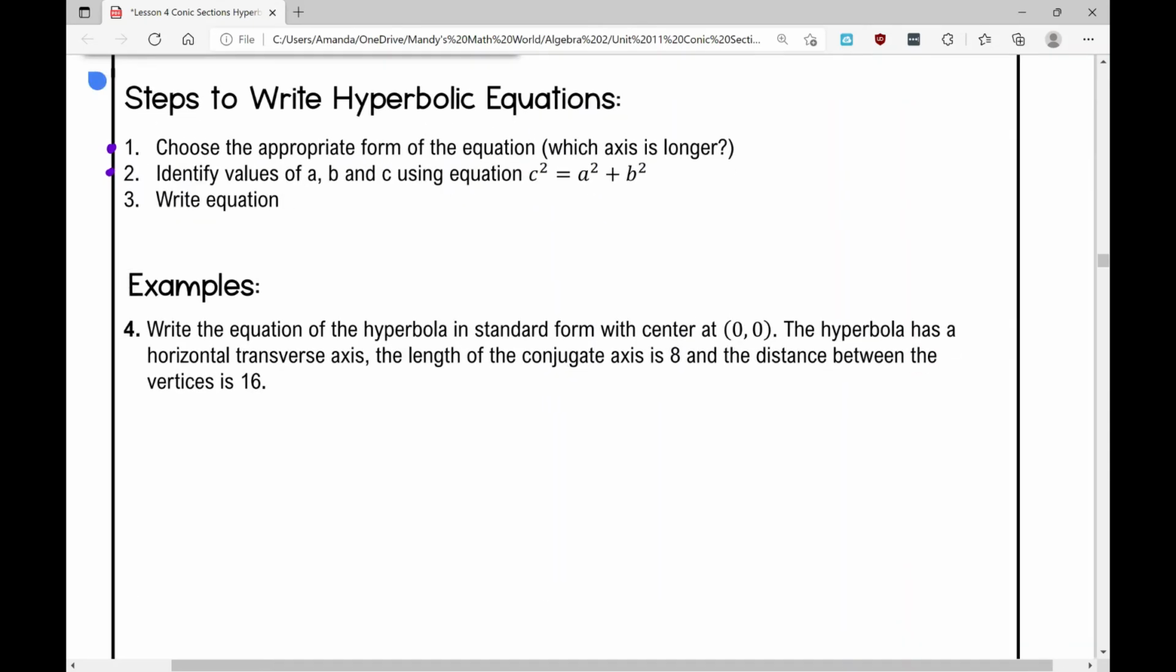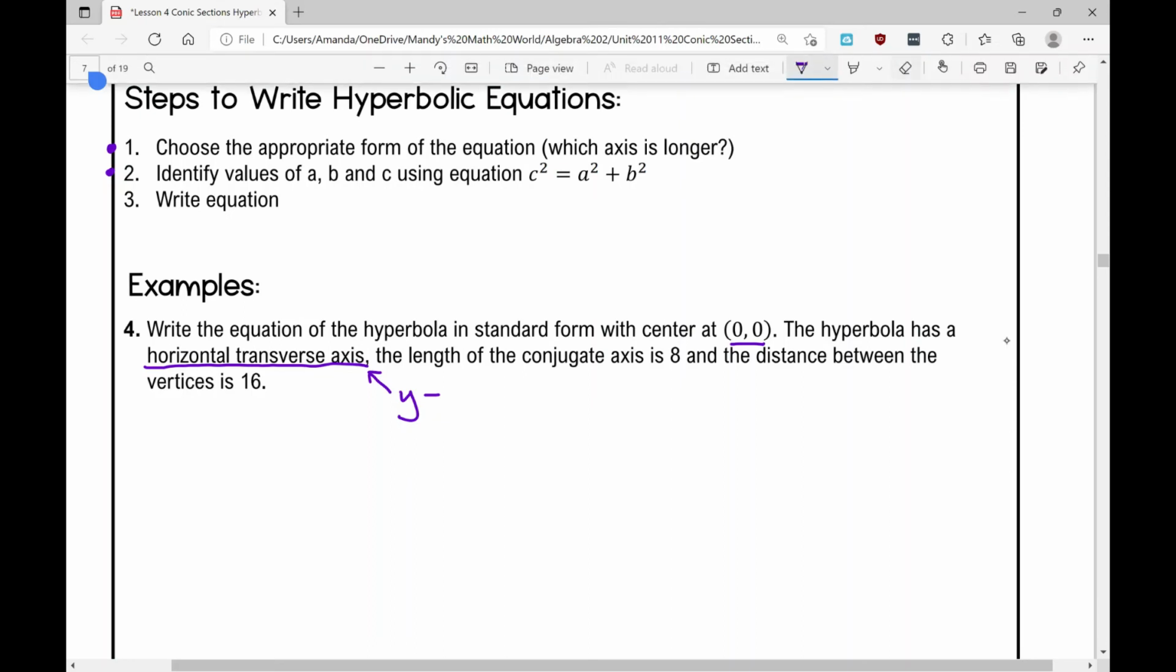So on example number 4, it says, write the equation of the hyperbola in standard form with a center at 0, 0. The hyperbola has a horizontal transverse axis. What does that tell you? If there's a horizontal transverse axis, this tells me that y is negative, or negative y, all right? And so let me write it that way so you don't think y minus. It's negative y, okay? The length of the conjugate axis is 8, and the distance between the vertices is 16.